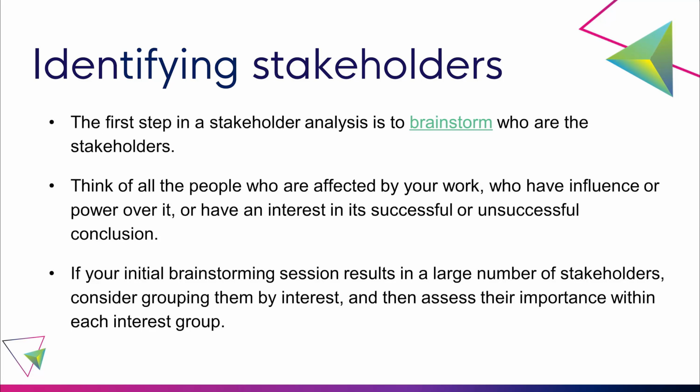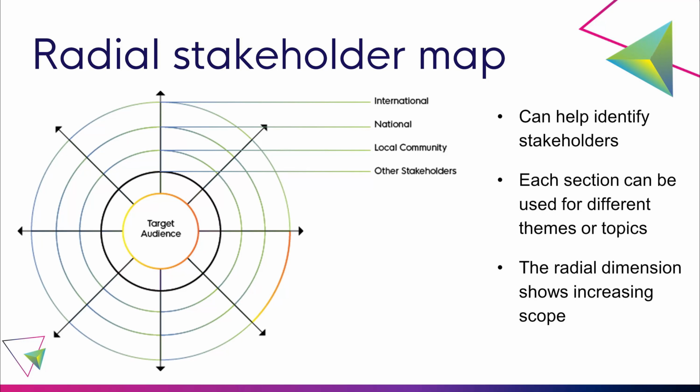Think of all the people who are affected by your work, who have influence or power over it, or who have an interest in its successful or unsuccessful conclusion. If your initial brainstorming session results in a large number of stakeholders, consider grouping them by interest, and then assess their importance within each interest group. Be intentional when identifying the marginal and the vulnerable. There are many tools and techniques that can be used to assist your brainstorming process. A Radial stakeholder map is one such tool that helps to think of stakeholders and organize them in terms of location: international, national, local community, other, or themes and topics of your choice.